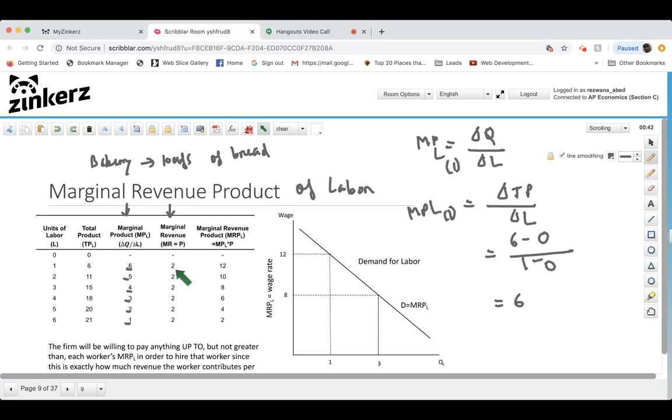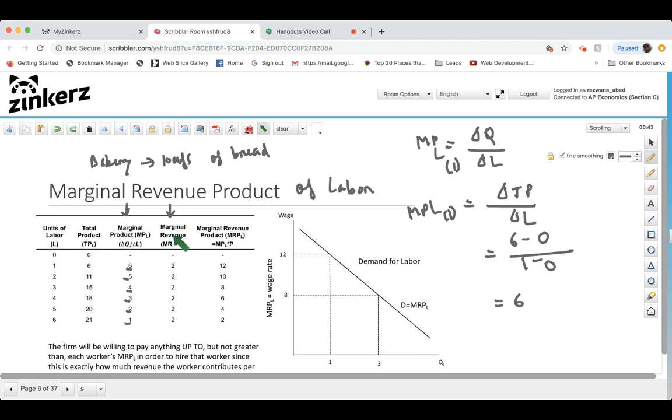So regardless, if you sell one loaf of bread, you're going to make $2. If you sell another loaf of bread, you're going to make another $2. That's why MR is equal to P. Are you with me, Sandra? Okay.